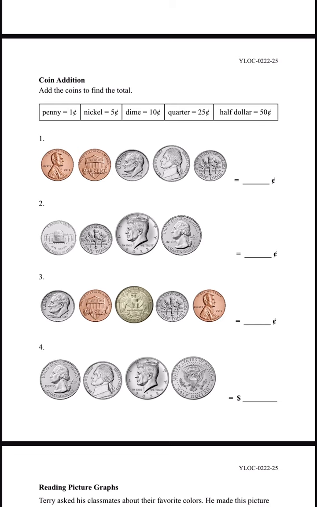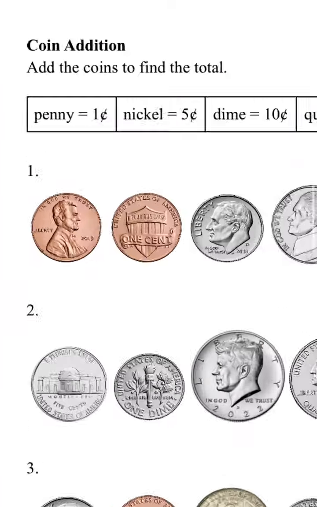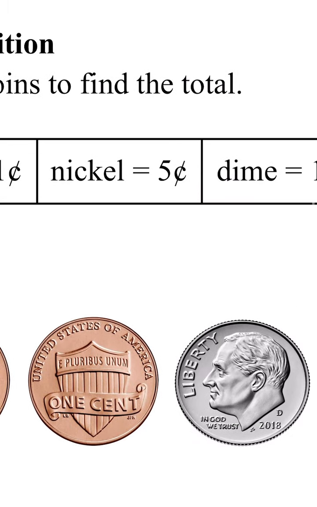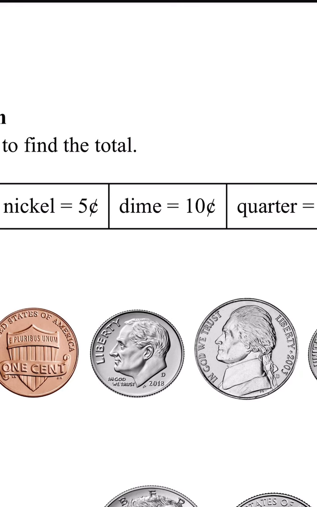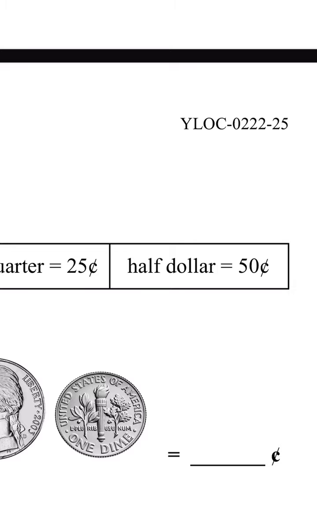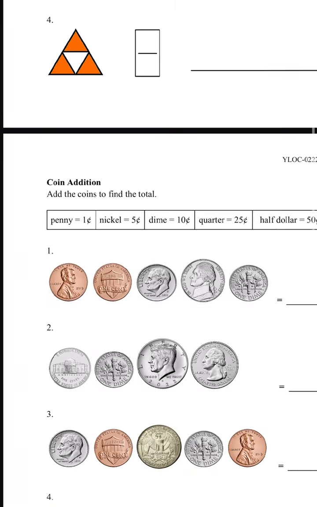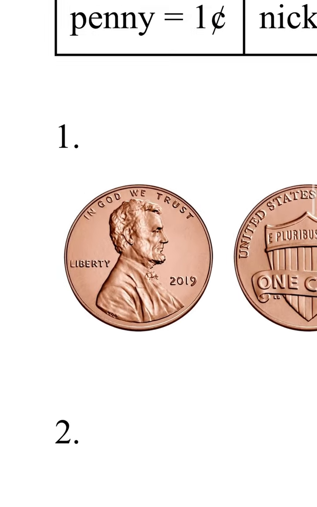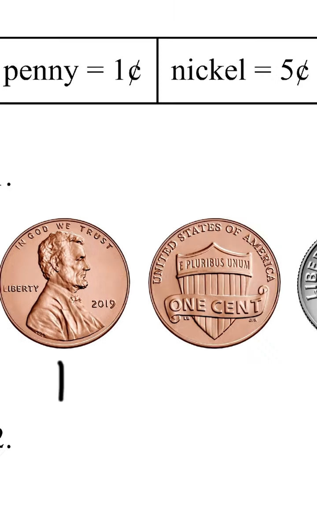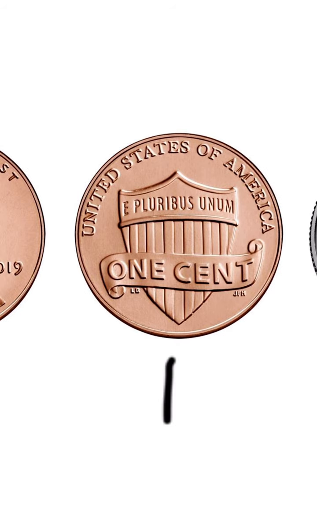So for this part, we need to add the coins to find the total. So let's look at the graph over here. So penny is 1 cent, nickel is 5 cents, dime is 10 cents, quarter is 25 cents, and lastly, half dollar is 50 cents. So this one is 1 cent. So we need to write 1. And this one is also 1 cent.